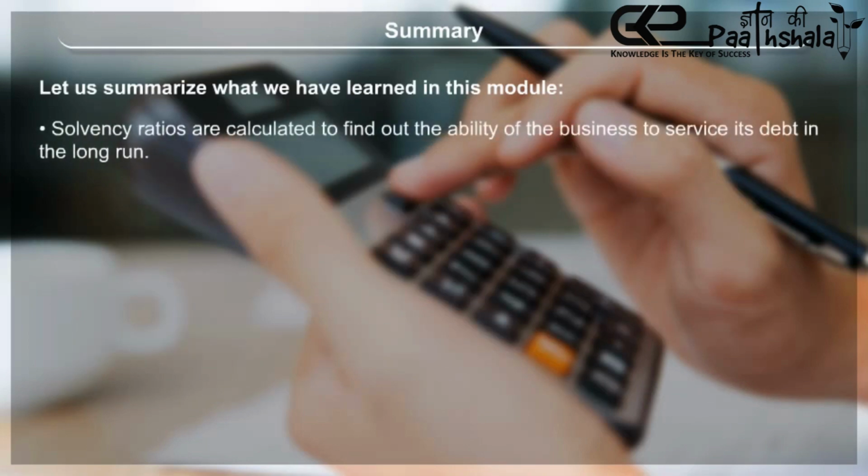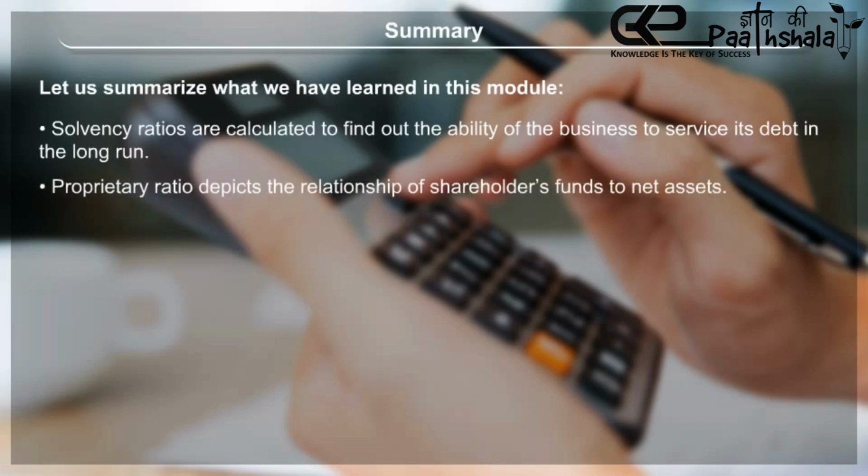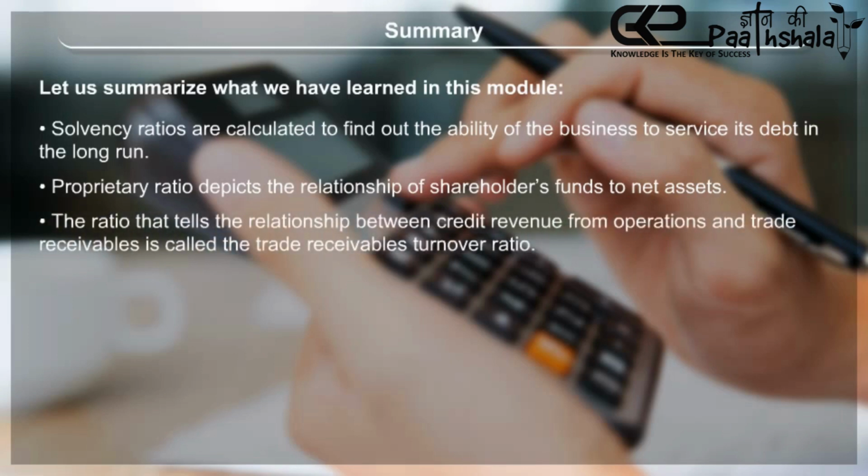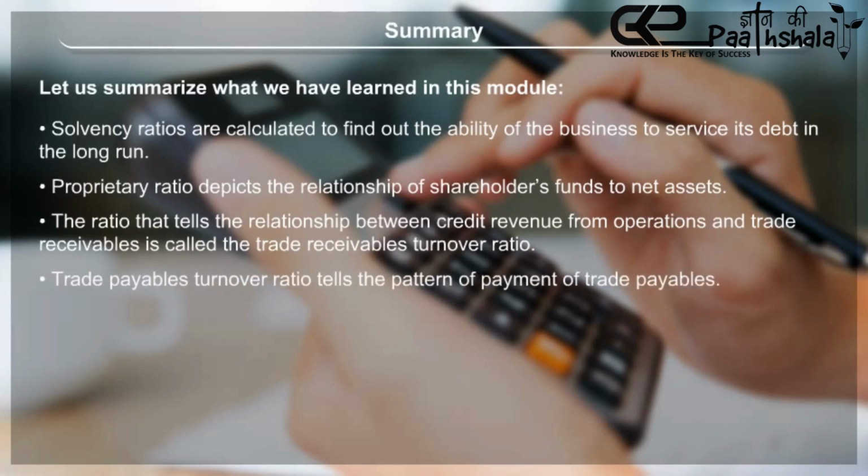Solvency ratios are calculated to find out the ability of the business to service its debt in the long run. Proprietary ratio depicts the relationship of shareholders' funds to net assets. The ratio that tells the relationship between credit revenue from operations and trade receivables is called the trade receivables turnover ratio. Trade payables turnover ratio tells the pattern of payment of trade payables.